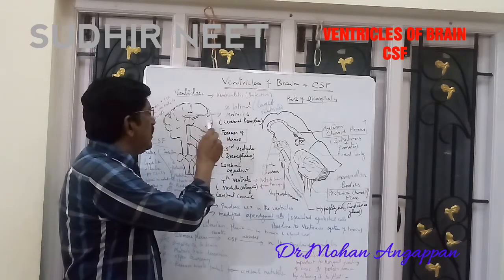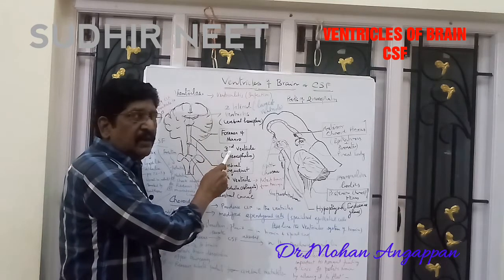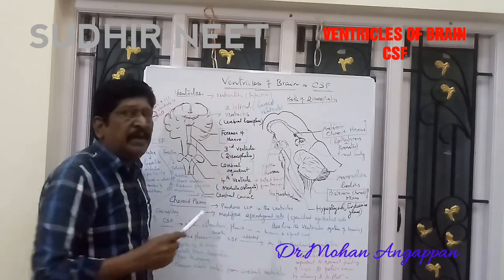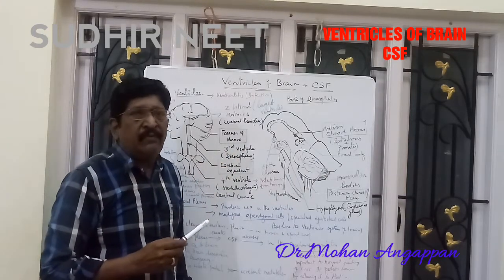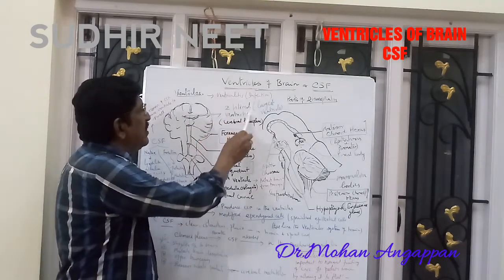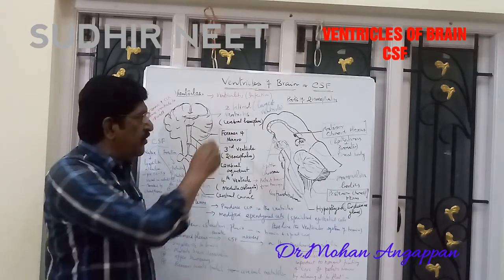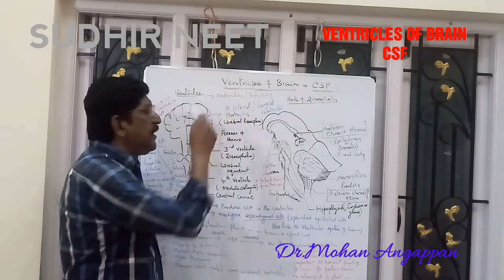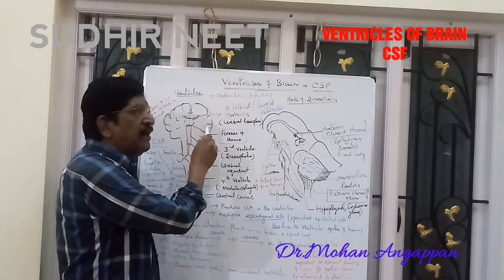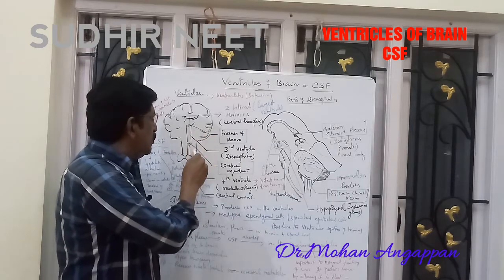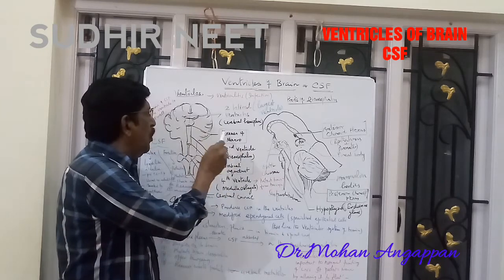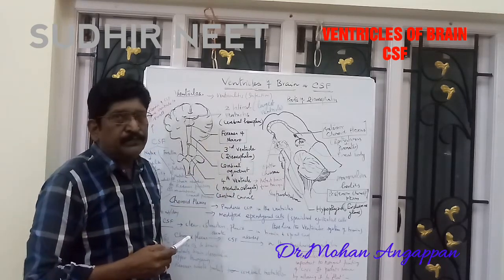These two lateral ventricles communicate with the third ventricle present in the diencephalon through a hole called the foramen of Monro. Foramen of Monro. So you must know. These lateral ventricles are the largest of the four ventricles. The largest ventricles are the lateral ventricles. So the two lateral ventricles present in the cerebral hemispheres connect to the third ventricle, which is present in the diencephalon, through the hole foramen of Monro.